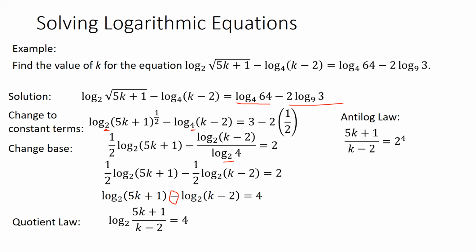Then the rest is just solve it by algebra. We get 5k plus 1 equals 16k minus 32. 11k equals 33, and k equals 3.